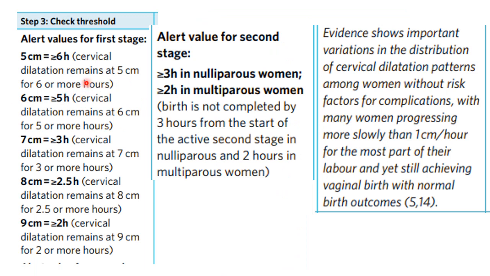This is the detail for the third column seen in the previous slide. It shows a magnified view of the content in the column for check threshold, which means alert. The alert has a different way of assessment for the first and the second stage of labor. In the first stage, if there is no change in the dilatation, then consult the chart. Similarly, in the second stage, if birth is not completed in 3 hours in primigravida, or if birth is not completed in 2 hours in multigravida, this is an alert and you should inform the senior obstetrician.